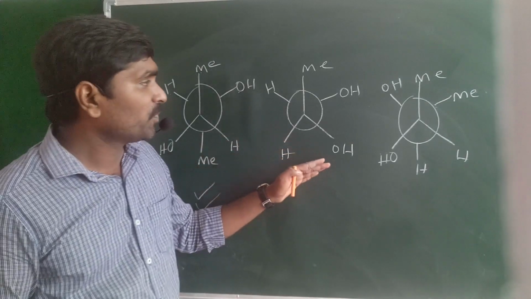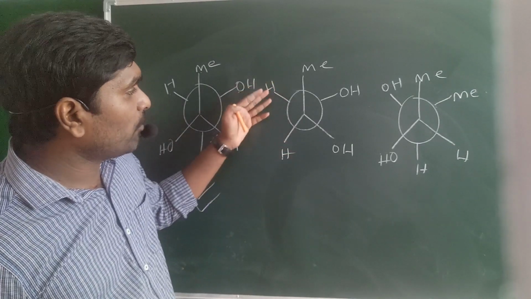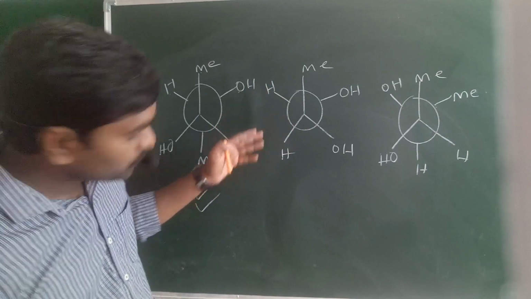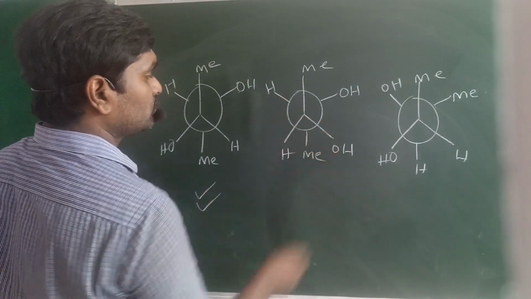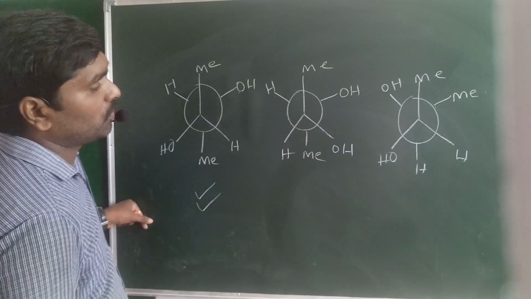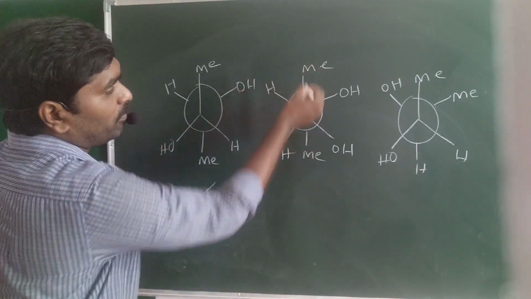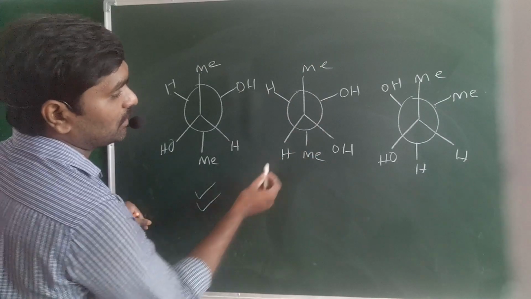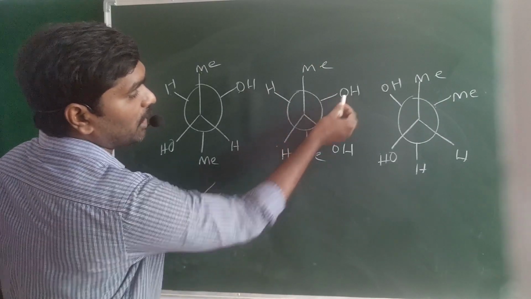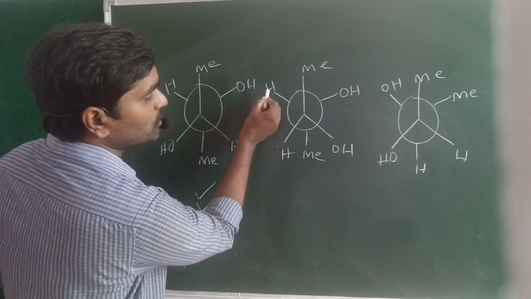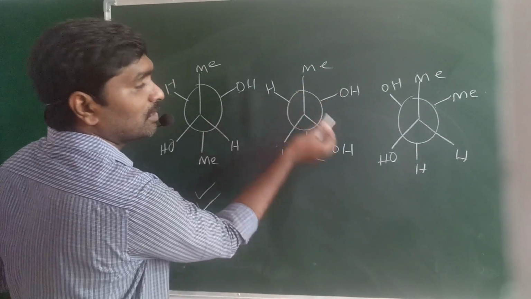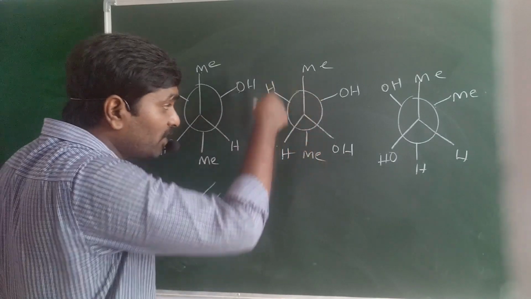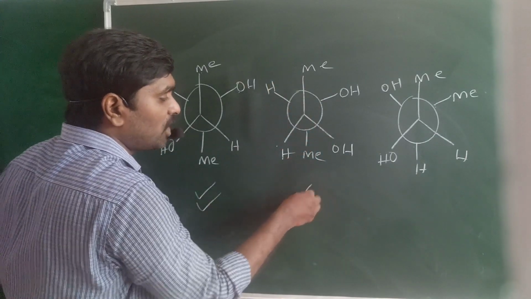When you take this one and rotate this molecule by about 180 degrees, two methyl groups are nearer to each other, but hydrogen and OH are nearer to each other. So these two groups are opposite when you rotate by about 180 degrees, which is not meso.